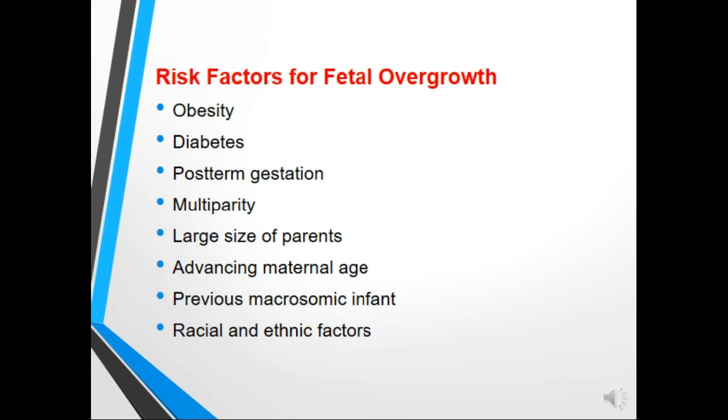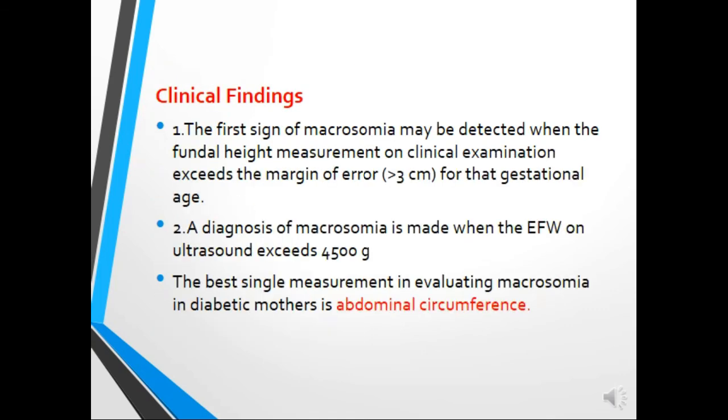Risk factors for fetal overgrowth: obesity, diabetic patient, postterm pregnancy, multiparity, multiple pregnancy, large size of parents, advancing maternal age, a previous macrosomic infant, and racial or ethnic factors. Clinical findings of large-for-dates pregnancy: first sign of macrosomia may be detected when the fundal height measurement on clinical examination exceeds the gestational age by more than 3 cm.